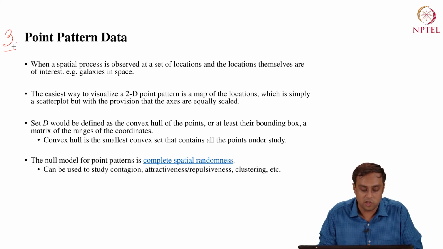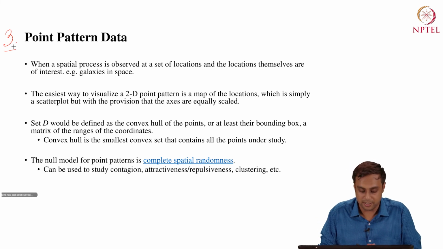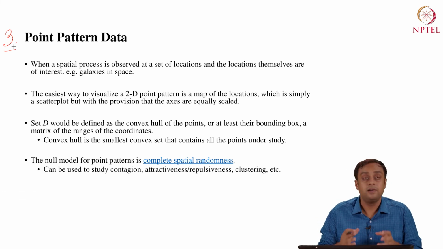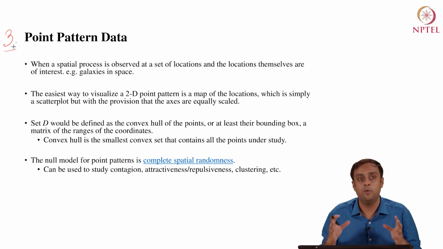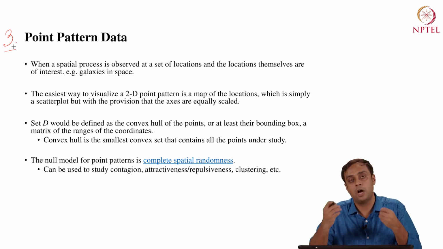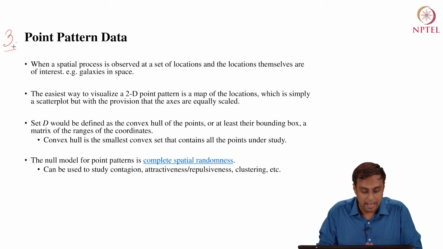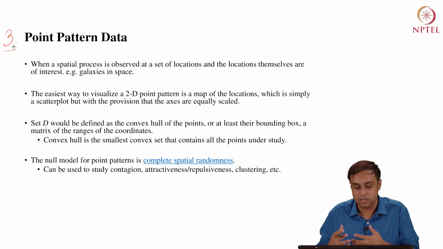The easiest way to visualize a two-dimensional point pattern is a map of locations, which is simply a scatter plot, but with the provision that axes are equally spaced. Here, this domain D, the capital D domain with which we are working, is basically a convex hull of points, which are random variables of interest in space. And this convex hull is nothing but the smallest convex set that contains all points in our study.